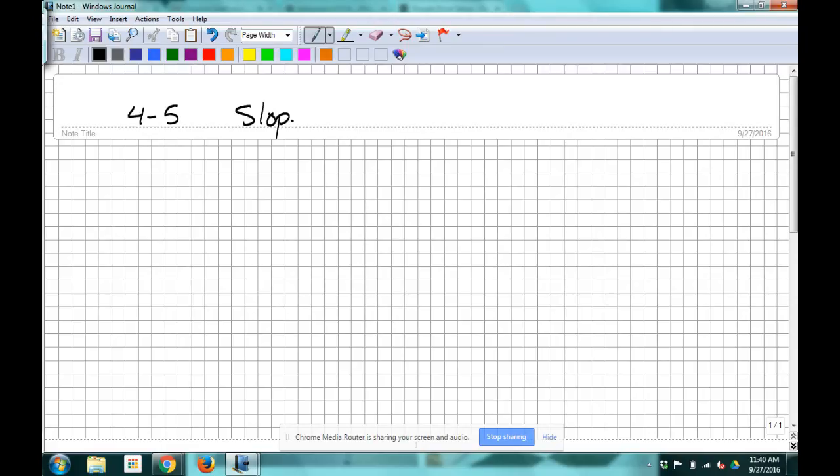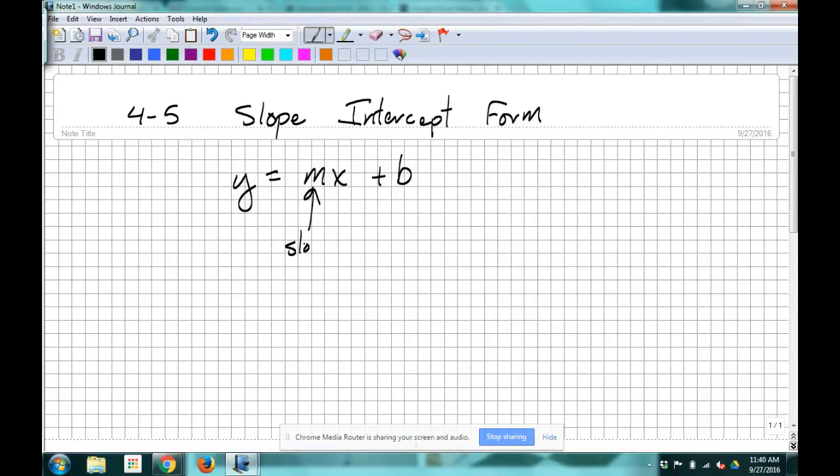Slope-intercept form. We're going to graph some lines from slope-intercept form today, so it should be really easy work today. Slope-intercept form, y equals mx plus b. M is your slope. B is your y-intercept.